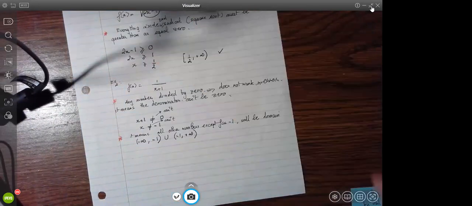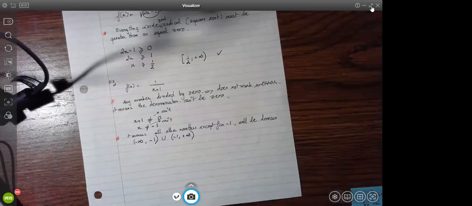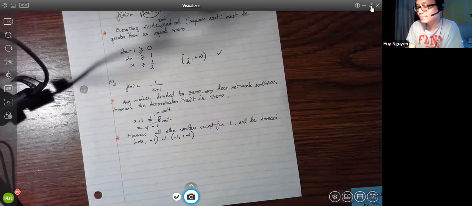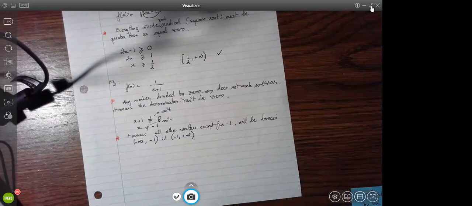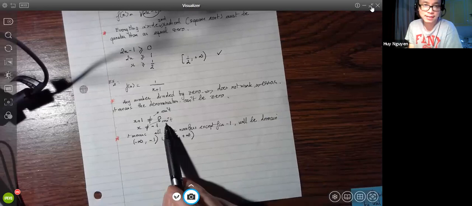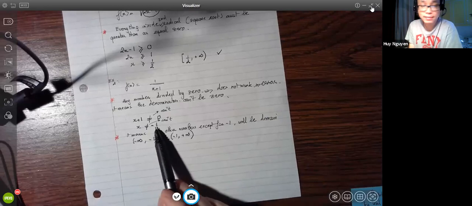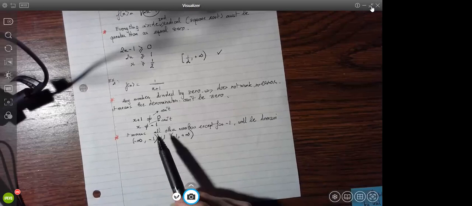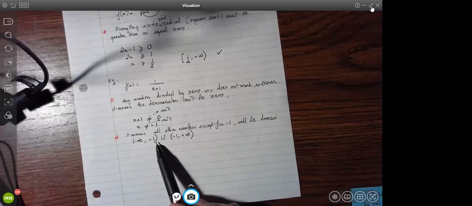Wait, explain it one more time. When should we use brackets instead of parentheses? Okay, you see it over here? What does it mean? This symbol means can't. So x can't be -1. If it can't, then of course you have to use parentheses.